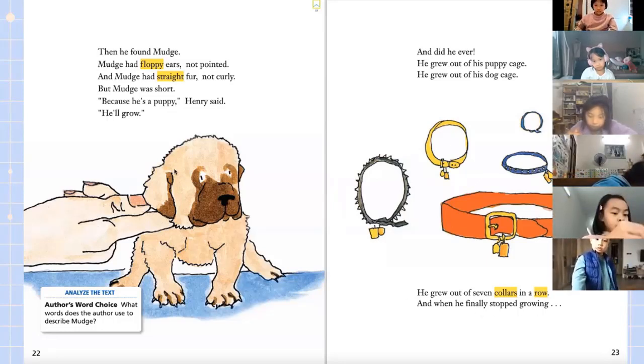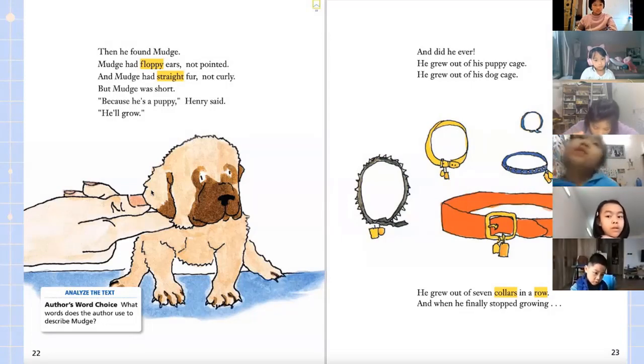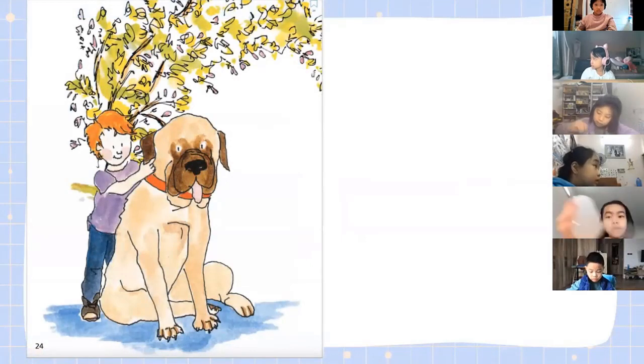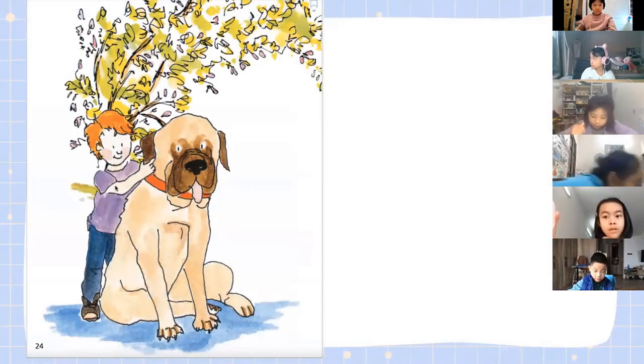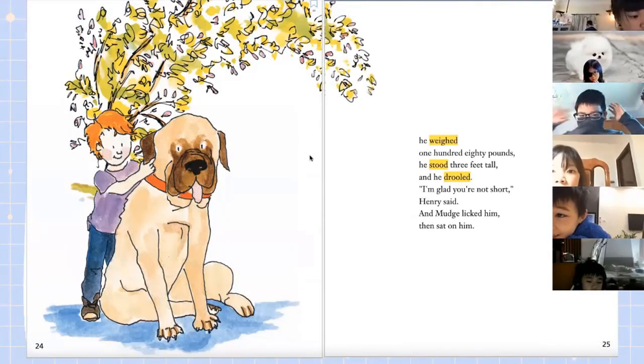Very good. So Mudge was short and small because he was a puppy, but then he started growing. He grew out of his puppy cage. He grew out of his dog cage. He grew out of 7 collars in a row. And when he finally stopped growing, let's take a look. Here we have Henry and big old Mudge next to Henry.